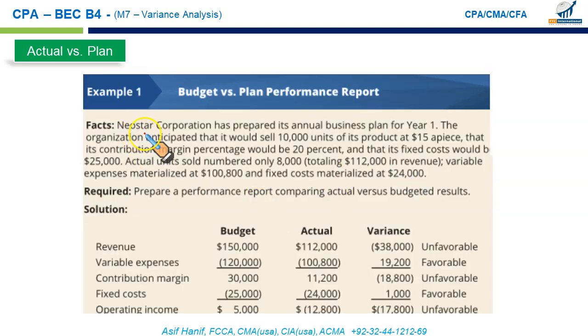This is it. Neostar Corporation has prepared its annual business plan for the year 1. The organization anticipated that it would sell 10,000 units of its product at 15 apiece. So this would be the budgeted sales revenue. That its contribution margin percentage would be 20%. 20% of 150,000 will give you 30,000, and the difference between these two, of course, would be the variable expense. Variable, that is direct material, direct labor, variable overhead, variable selling, variable administration. And then the fixed cost would be a total of 25,000.